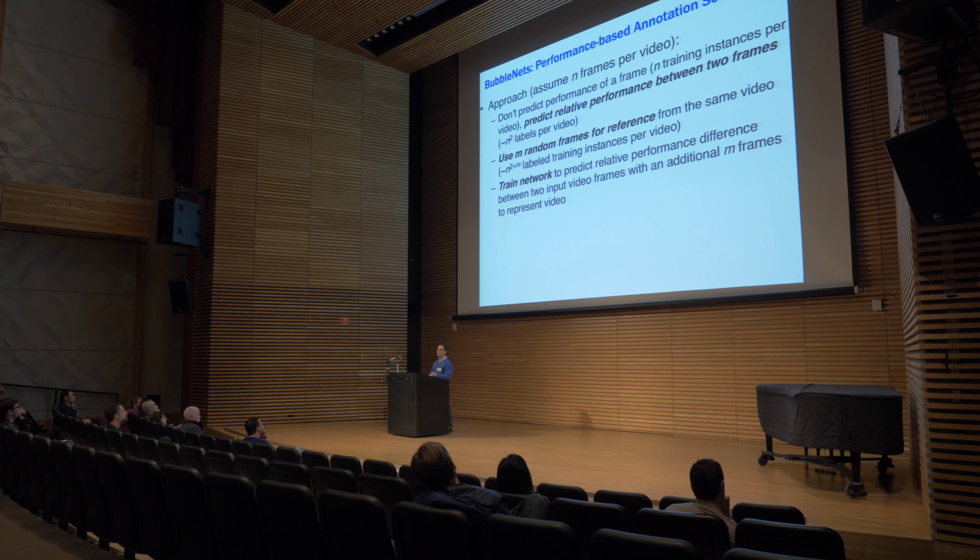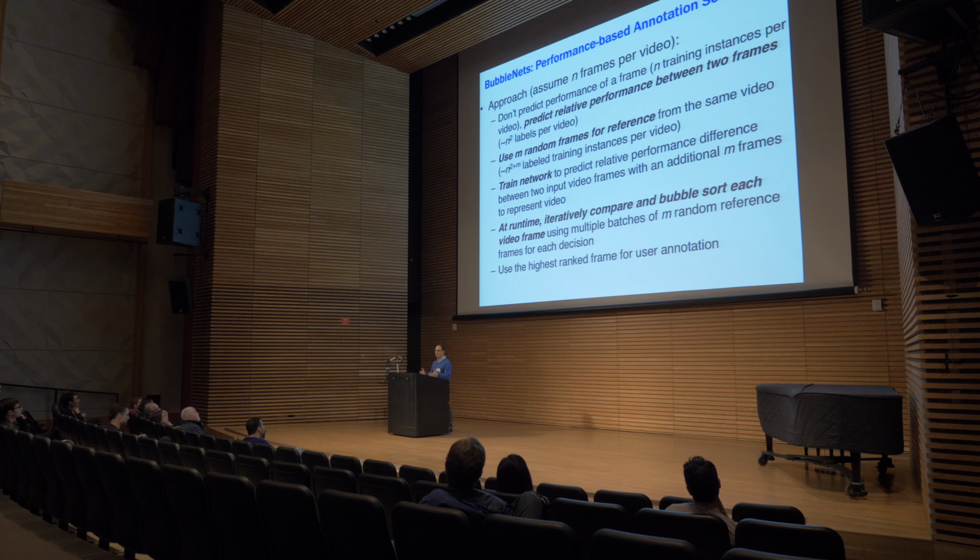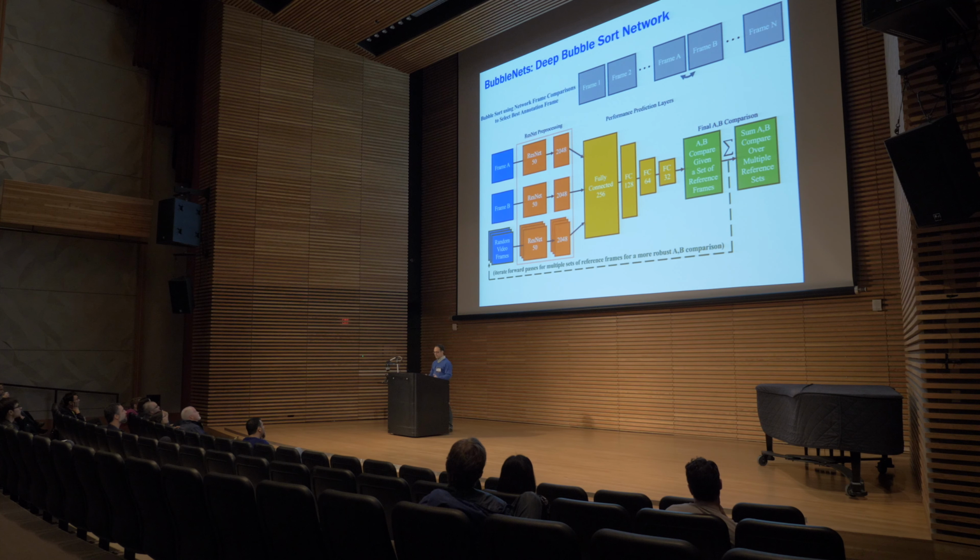So take m random frames, say 10, then take pairs of frames and see which of those two performs better when trained and applied to those m frames. We have a ridiculous amount of data then for that type of problem. At runtime, do this comparison on the fly for your input video and basically bubble sort one of the frames all the way up to the top as the best frame to use. That's the basic idea. This is the network diagram.